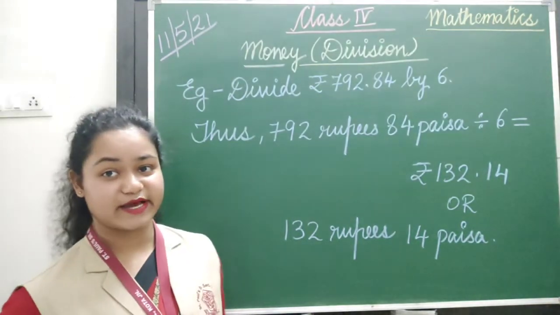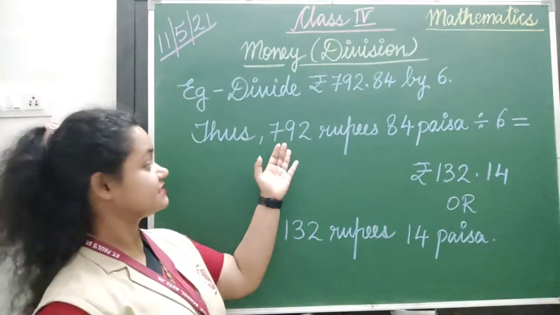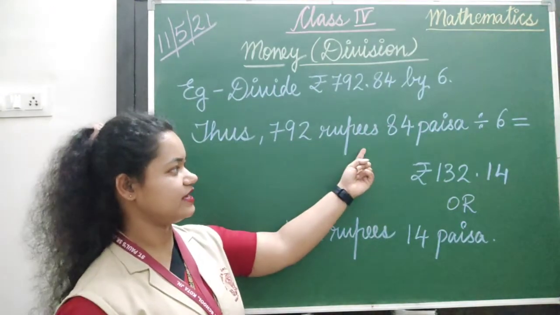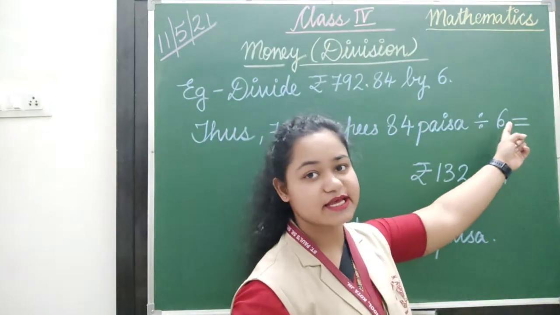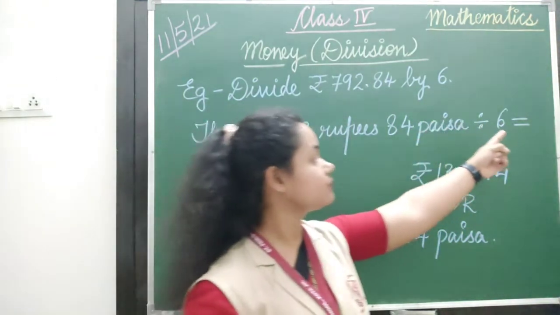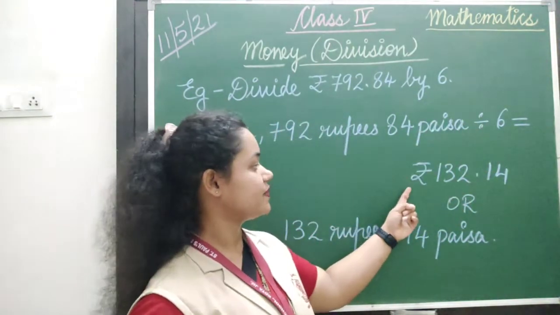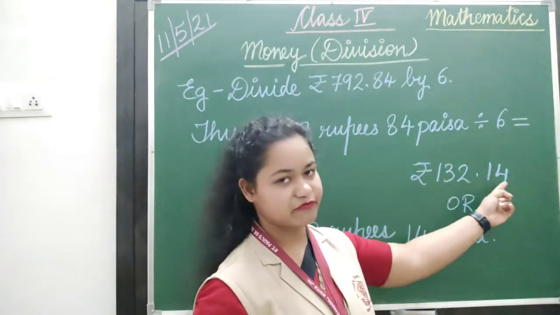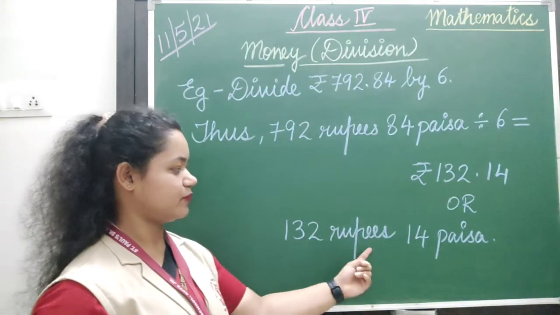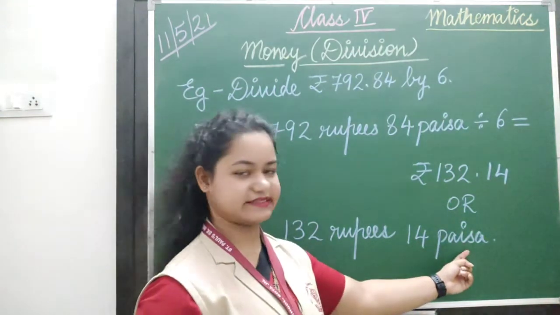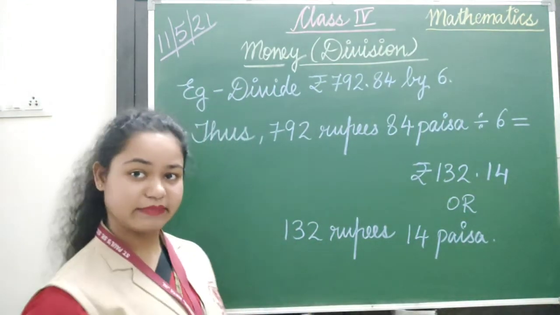So, we can write thus: 792 rupees 84 paisa when divided by 6 will give you, or is equal to, rupees 132.14, or 132 rupees 14 paisa. Understood? Please copy this down.